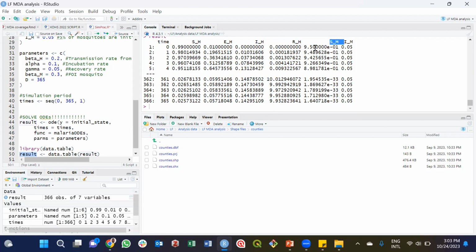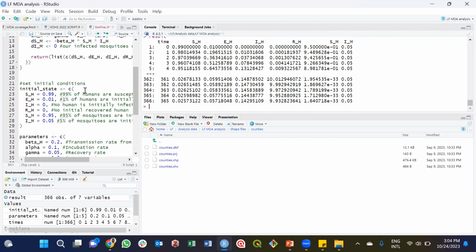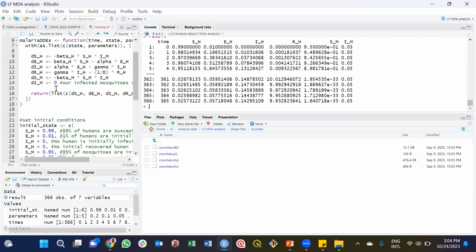And then we have the susceptible mosquito at the beginning. That was 95%. At the end, only so little. And then the infected mosquito was always constant, because that's how we specified here. There's no change over time.